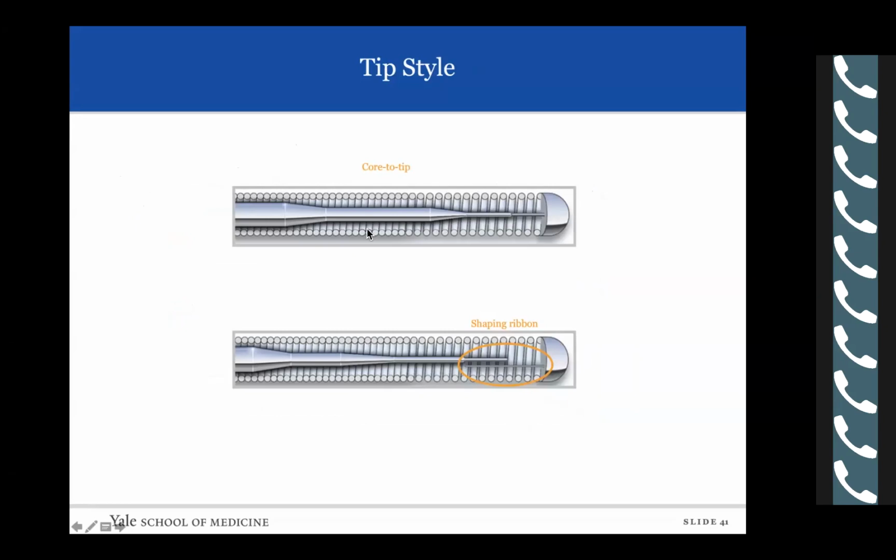There's really two tip styles. One is called core to tip, where it's the same stainless steel core. One has a shaping ribbon, which is a very flexible, softer tip that allows you just to shape the tip to your desired shape. This is the typical softest wire. As you get stiffer and higher gram and more penetrating wires, you'll get core to tip and stiffer cores.